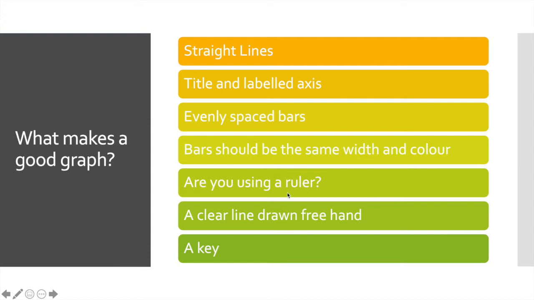And are you using a ruler? This is really basic. Even if you don't have a ruler, you can use the edge of a book. As long as it's straight, that should be fine. A clear line drawn freehand. Fantastic. That clear line is going to be for the red line we just saw, which will be temperature. And a key. A key is what we needed in the previous graph to show what the red line means and what the blue square means. Fantastic. So, can you copy these down in that order? Later, when we are doing our graphs, we can look back at this as a tick sheet, so we can see, yep, I've done straight lines, fantastic. Title and labelled axes, brilliant. So you can actively come down, tick these off, and make sure you've got a good graph. So pause this video, copy this down, and then resume the video when you're finished.